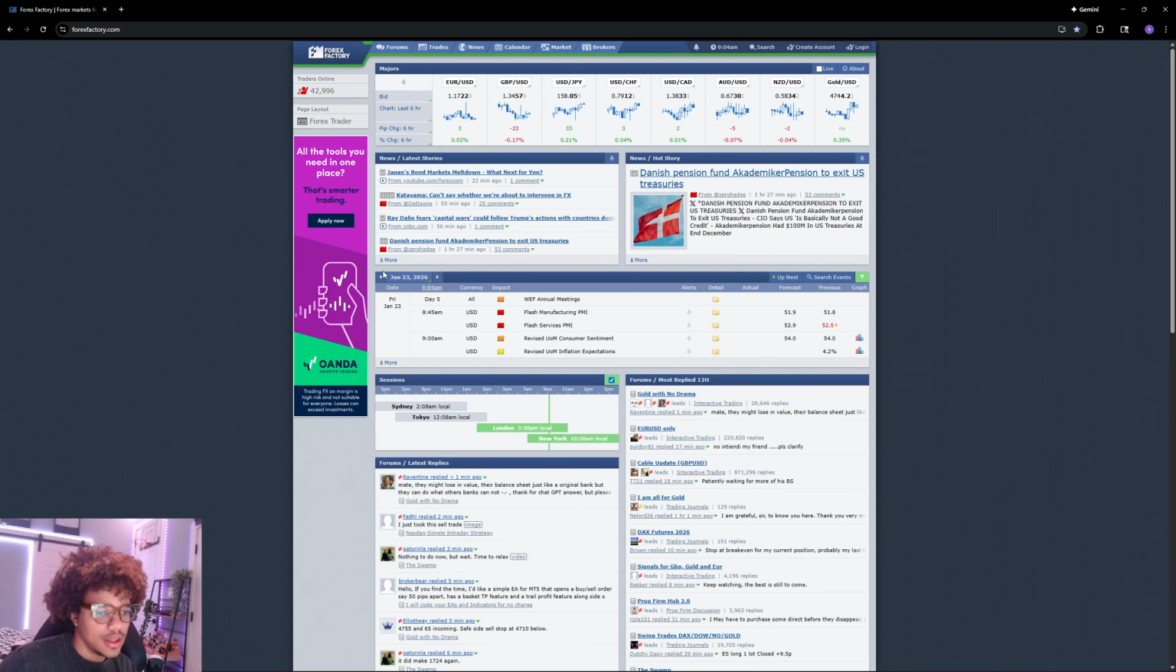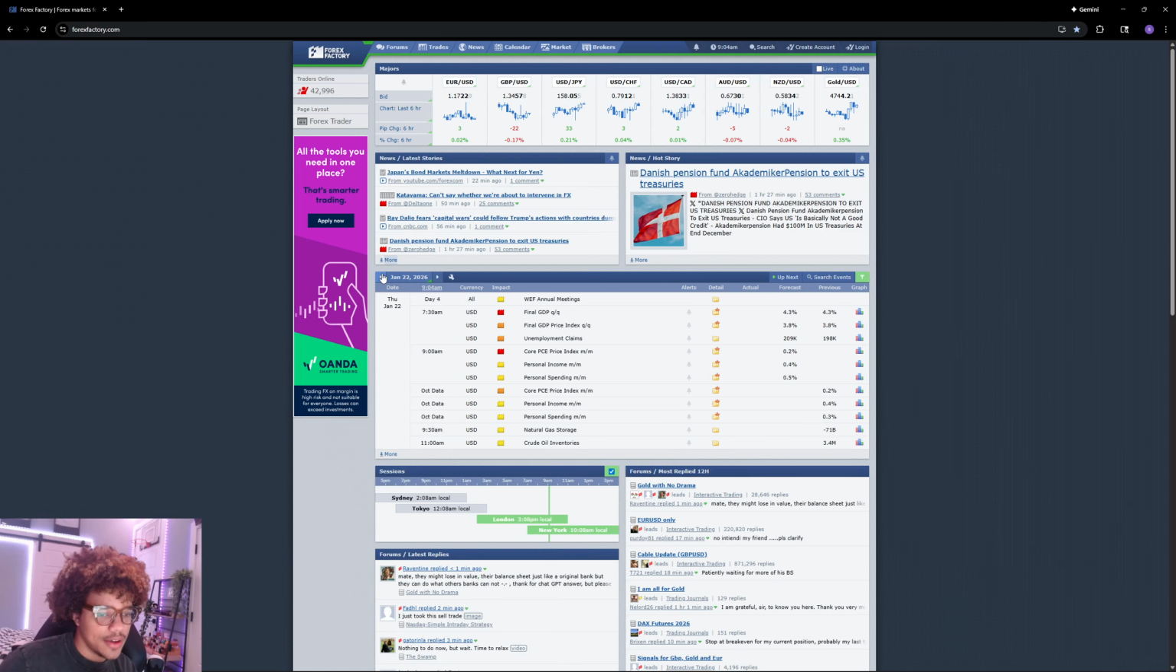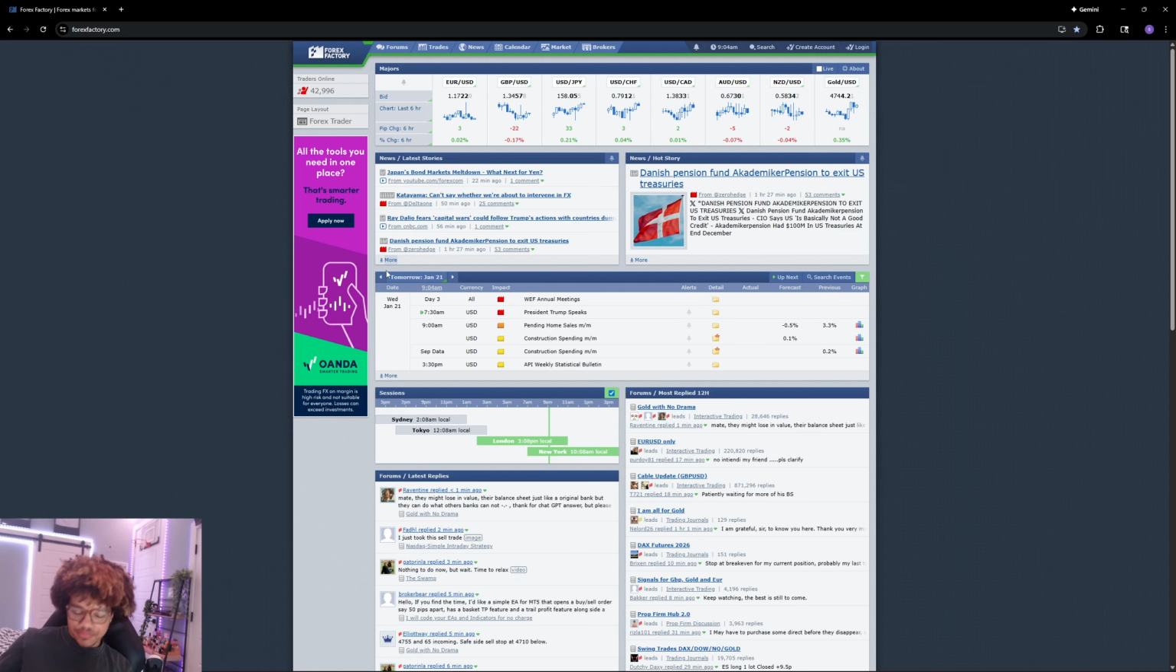If we have a red folder news, we don't want to be in a trade before the red folder news, but we can take trades after the red folder news happens. But we do want to be aware of when it is going to happen, just in case.